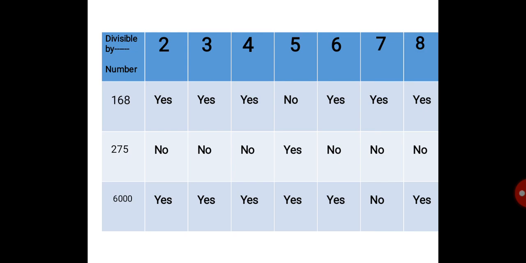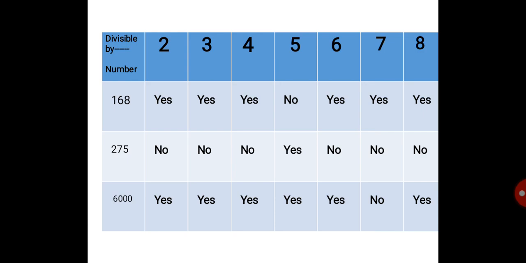Now let's take out the sum of all the digits. 1 plus 6 plus 8 equals 15, which is divisible by 3. This implies that 168 is also divisible by 3. Now for 4, we have to find the number formed by the ones and tens place. Here the number formed by the ones and tens place is 68, which is divisible by 4. This implies that 168 is also divisible by 4. Divisibility by 5.